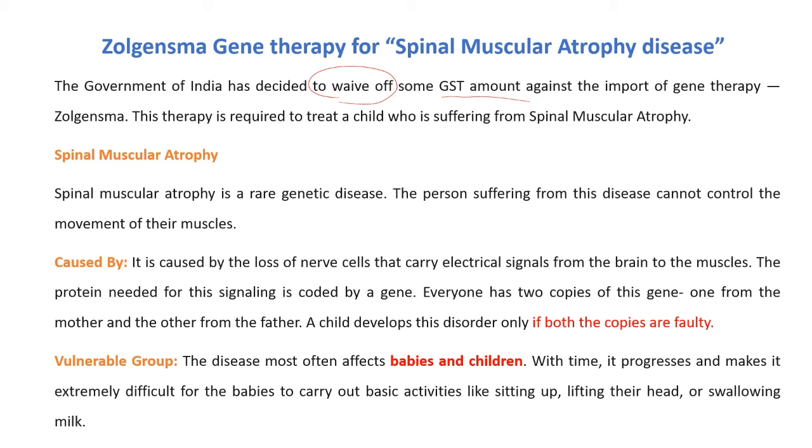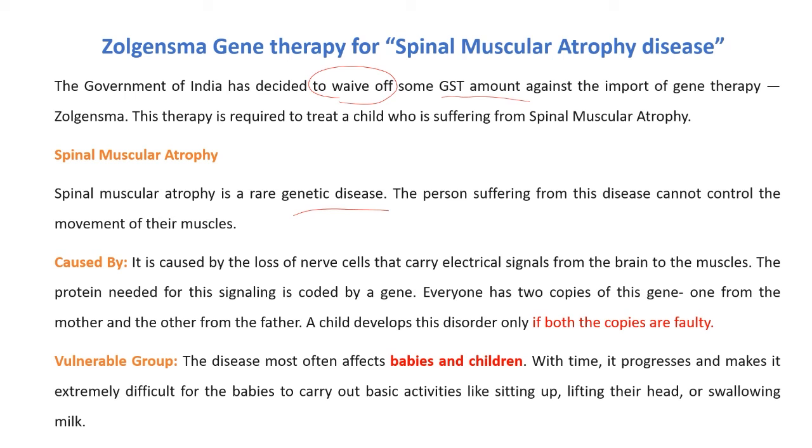So let us discuss what is spinal muscular atrophy. Spinal muscular atrophy is a rare genetic disease. The person suffering from the disease cannot control the movement of their muscles. So the body will be totally paralyzed, because the muscle control will not be controlled by that specific person. He will be suffering from it.